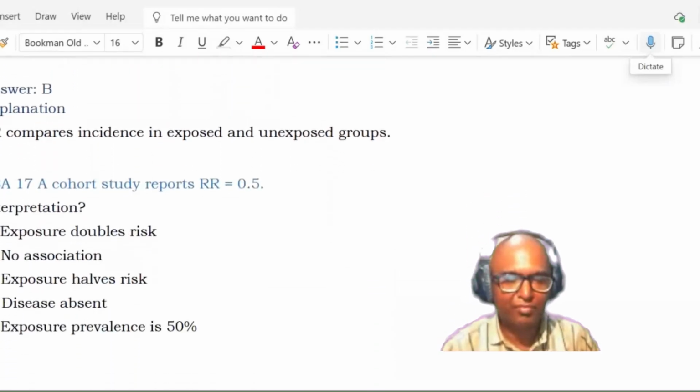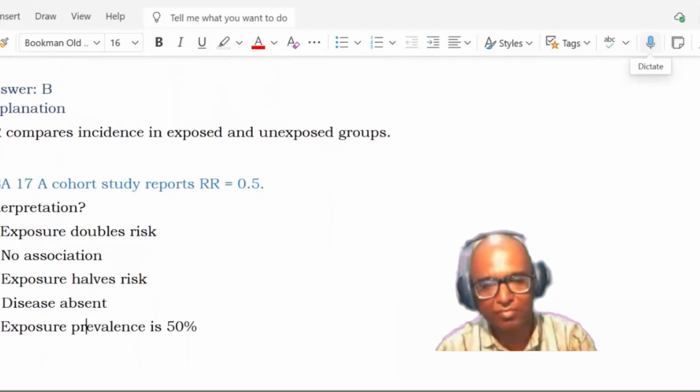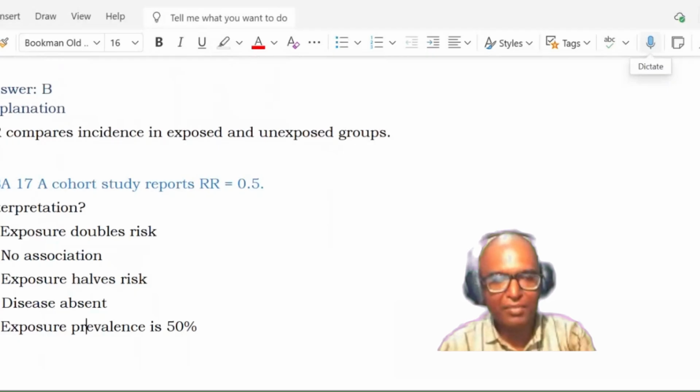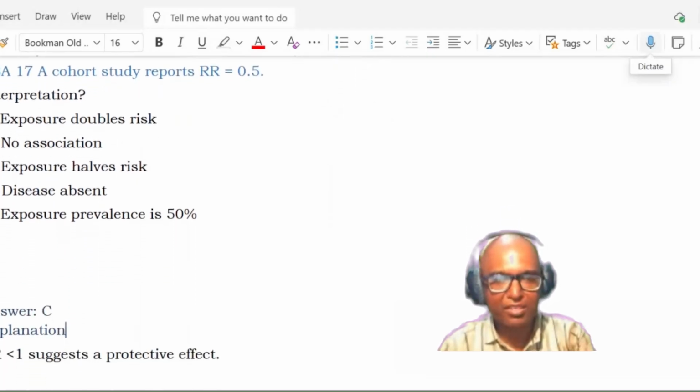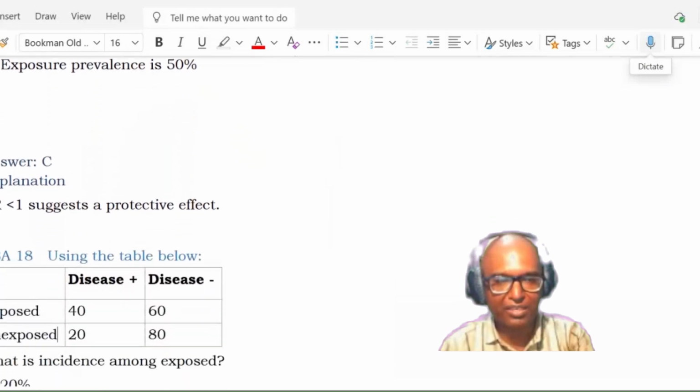Next. A cohort study reports RR is equal to 0.5. How do you interpret it? The exposure doubles risk, no association, exposure halves risk, disease is absent, or exposure prevalence is 50%. Sir, exposure halves risk. That means it is actually protective. So RR less than 1 suggests a protective effect.